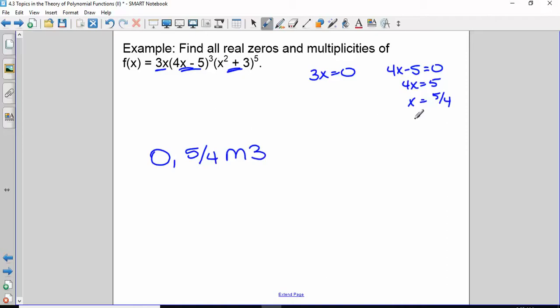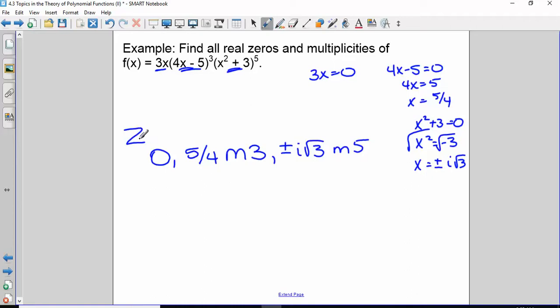Okay, the last one. If I set x squared plus 3 equal to 0, subtract over your 3. To get rid of a square, we add a square root. When you add a square root, you also do a plus and minus. What would you do for the square root of negative 3? We have positive and negative i radical 3. What would be the multiplicity on that one? 5, because it was to the 5th power. So those are my zeros.